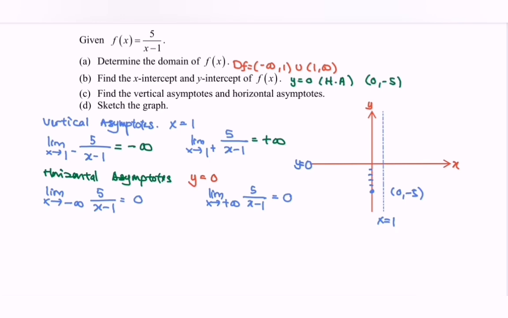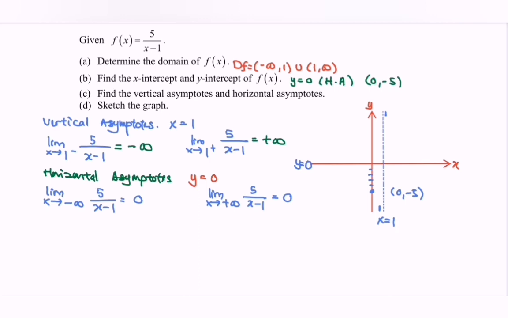Continue. Vertical asymptote. Referring to the vertical asymptote, we have the behavior. As x approaching 1 from the left, we will have negative infinity. So this will be the situation, negative infinity. When x approaching 1 from the right, we have positive infinity. So here will be the positive infinity going up, increasing. So previously it is decreasing. Continue. We write down the vertical asymptote where x is equal to 1.